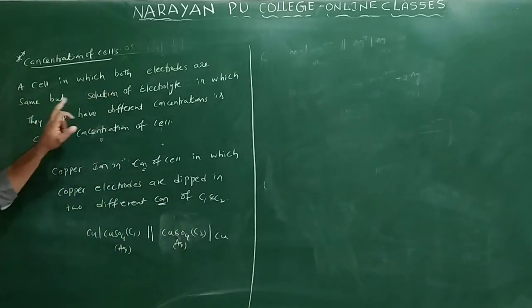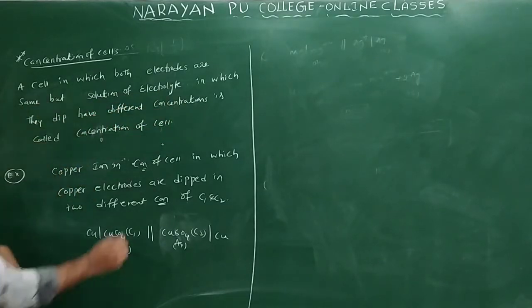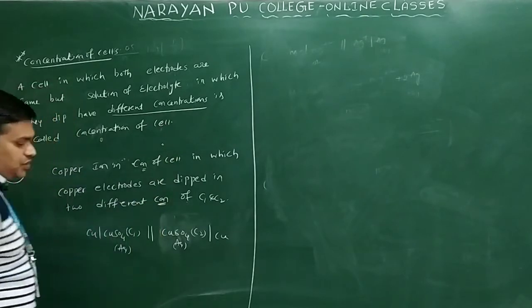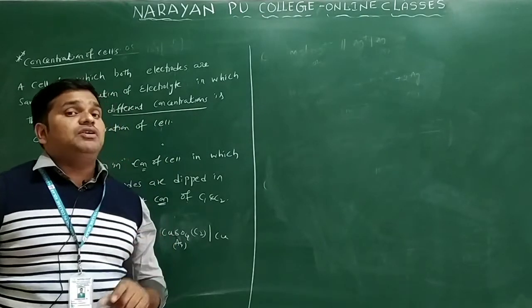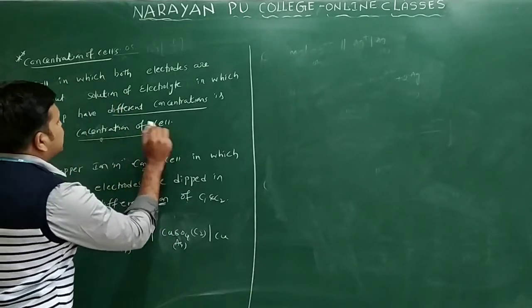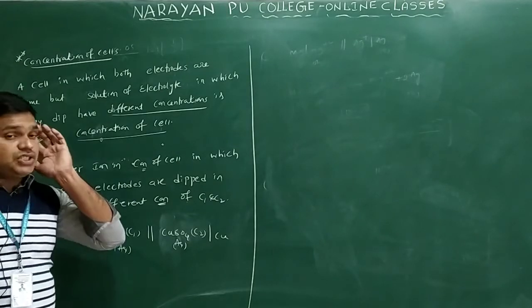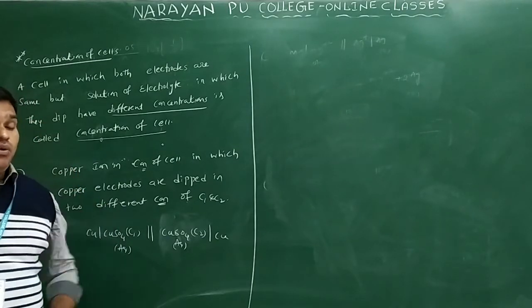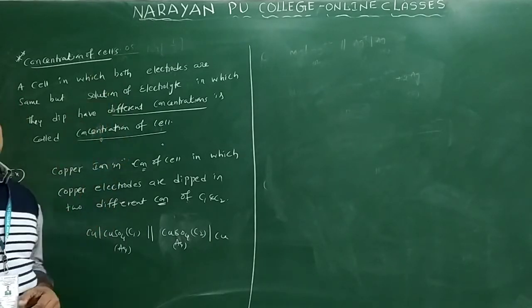See this one. A cell in which both electrodes are the same, but the solutions of electrolyte in which they are dipped have different concentrations only. Electrodes are the same, the electrolytic solution is also the same, but having different concentrations. That we are calling a concentration cell only.